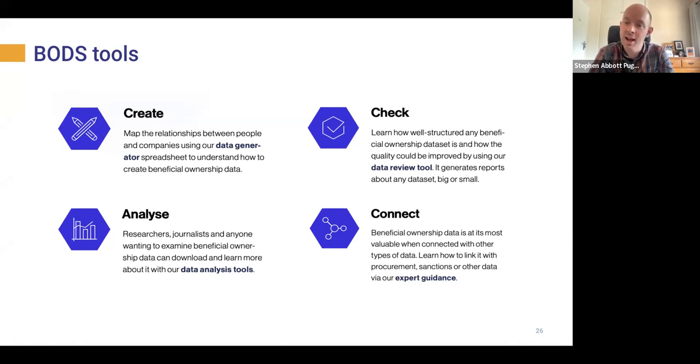So any BODS data that's published anywhere can be put into our free open source data review tool to check if there's any issues with it, and to find out if there's information that's been put in the wrong place, or if fields are mismatched, and things that need to be done to solve that.